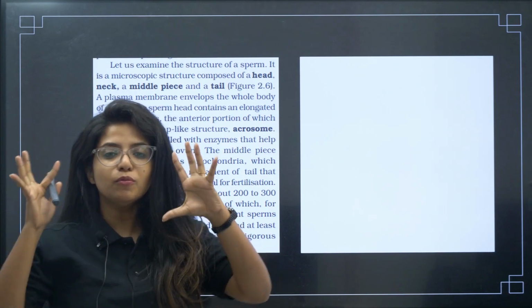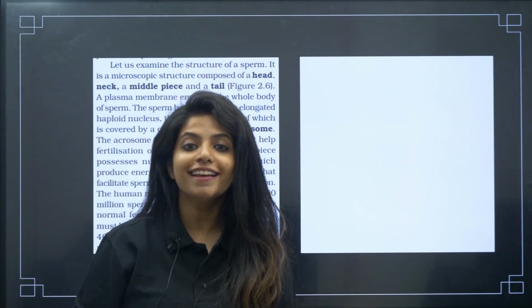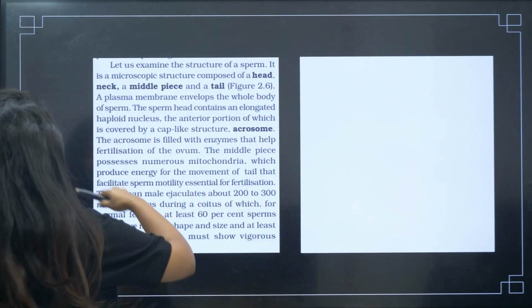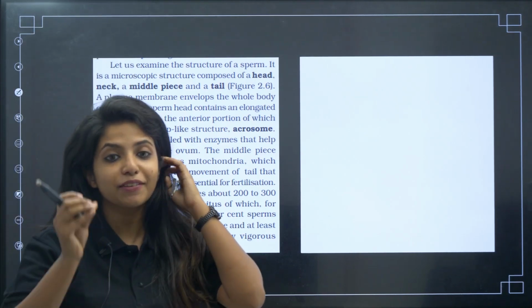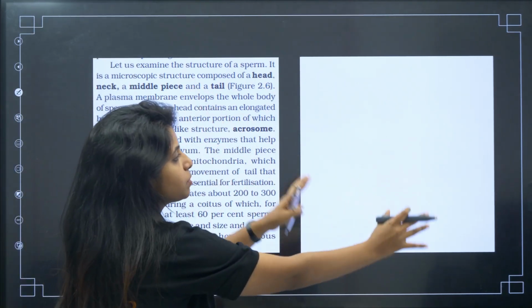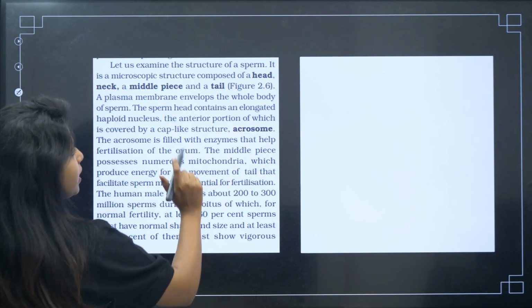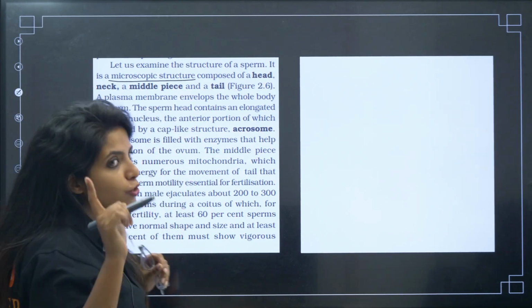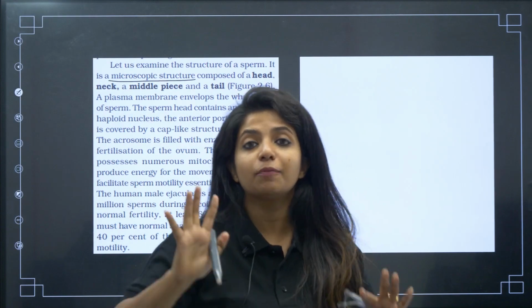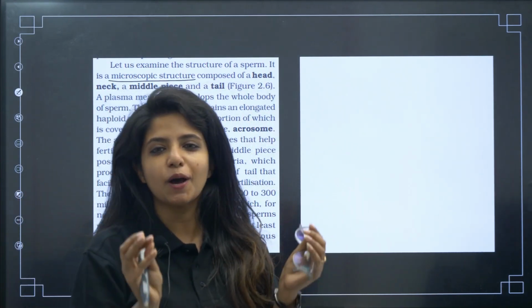And now comes the most important thing, that is what? The structure of the sperm. If I just tell about the structure of the sperm, obviously you won't be able to understand. We have to draw it. That is why I have this particular space over here. But before that, let's read at least a point. It is a microscopic structure, which means you cannot see a sperm with your naked eyes. You need a microscope.